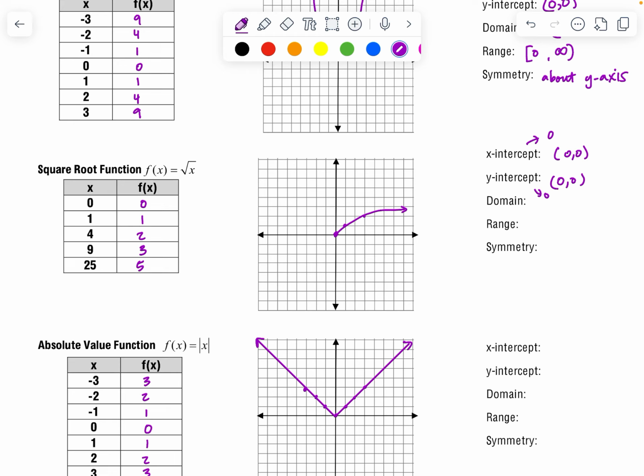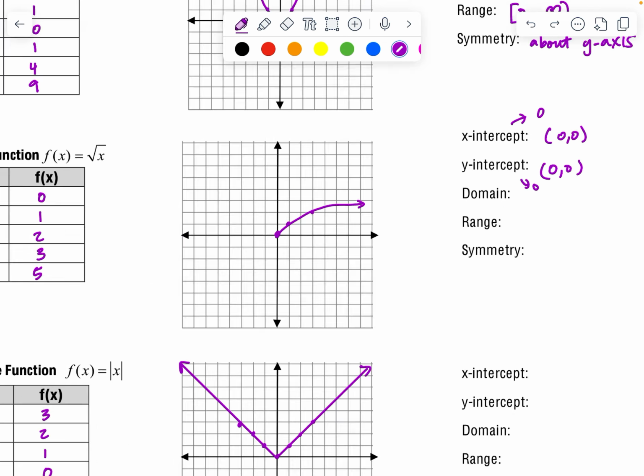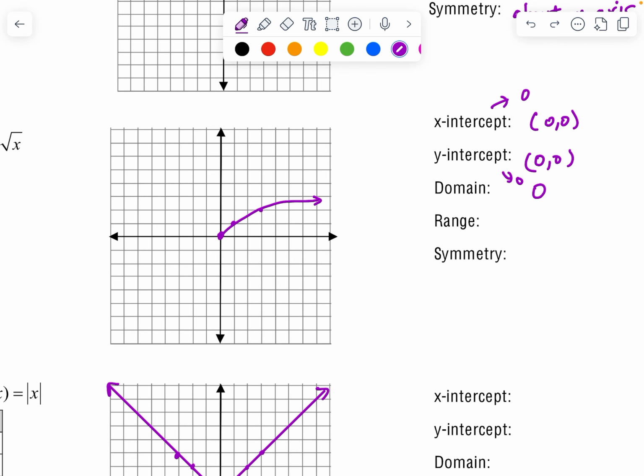Domain. Domain is a scan from left to right. Notice that there's nothing in the negative x realm. It starts at 0. This is where we actually get values, and it goes on infinitely to the right. So our domain starts at 0, including it, and it goes to positive infinity, parentheses. Our range, scanning from bottom to top.